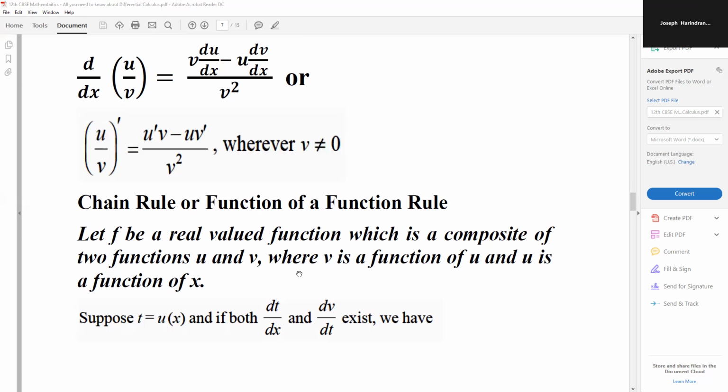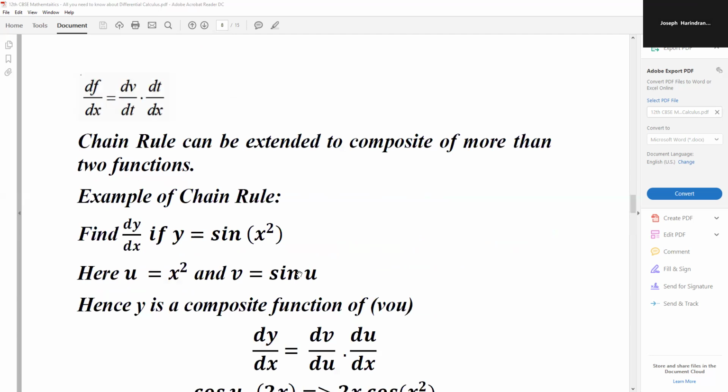Suppose t is equal to u of x. Let us assume that t is a function of u of x, that is, a function of x. Then if both dt by dx and dv by dt exist, we have df by dx, where f is a function of u and v, let us say t and v. So dv by dt: first we differentiate with respect to t and then t with respect to x. It's a multiplication.